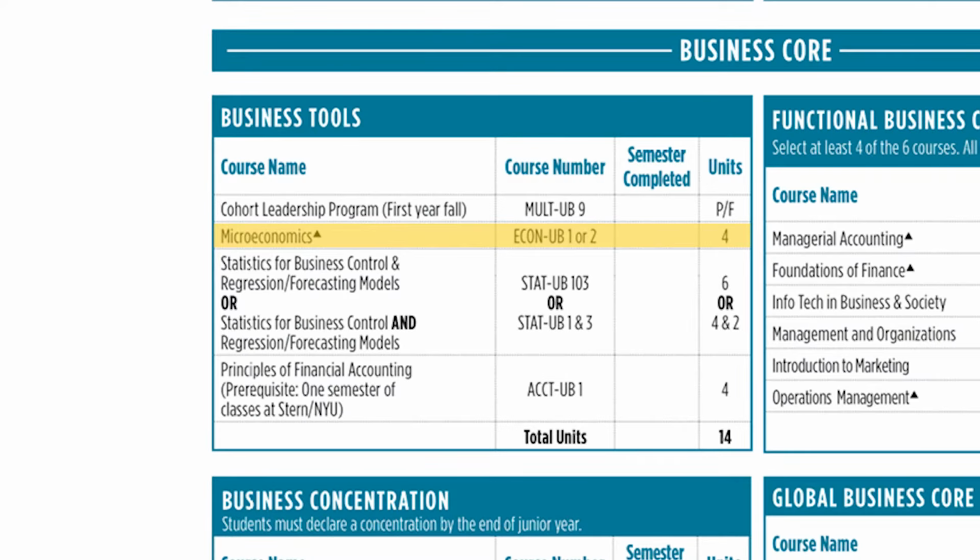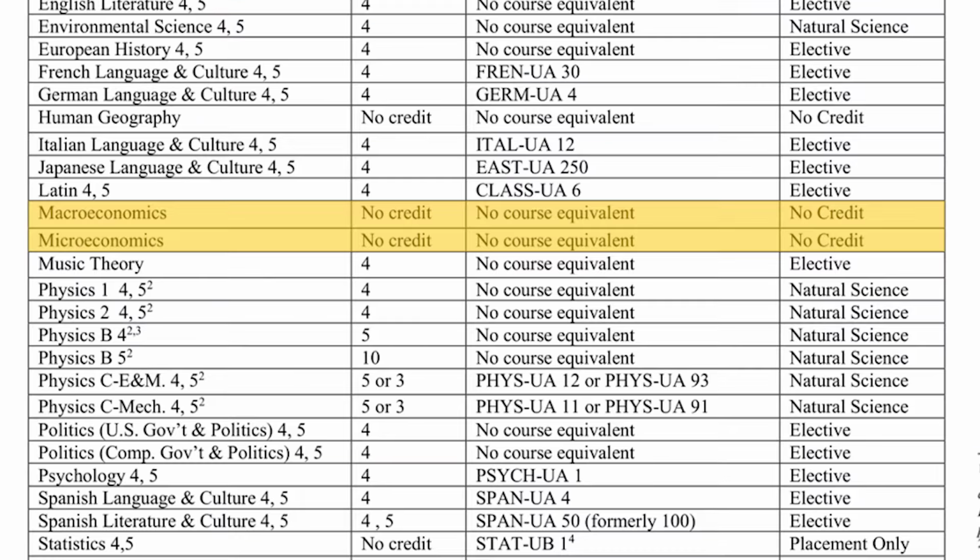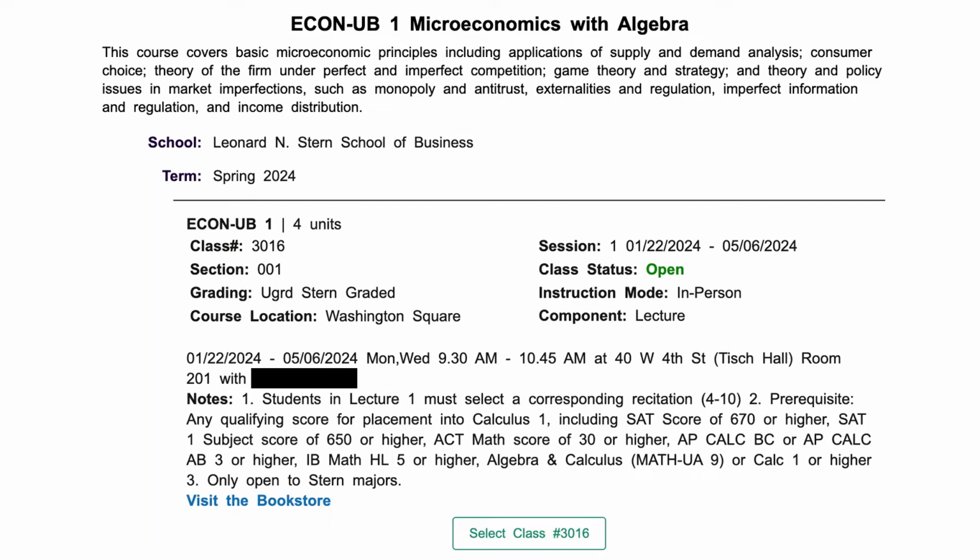The next class is Microeconomics, and no, you can't waive out of this using AP Micro. AP Micro is useless at Stern. You can either take Micro with Algebra or Micro with Calculus, but there are prereqs to both. The prereq for Micro with Algebra is either SAT score of 670 or higher, SAT 1 subject score of 650 or higher, ACT math score of 30 or higher, AP Calculus AB/BC score of 3 or higher, IB math higher level score of 5 or higher, or Algebra and Calculus or Calculus 1 or higher.